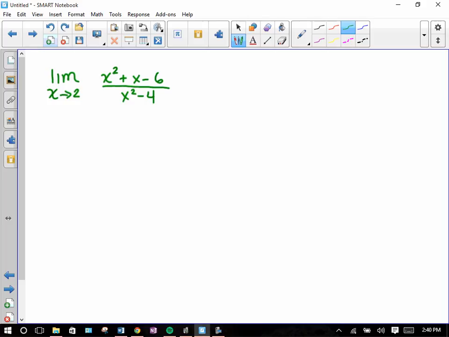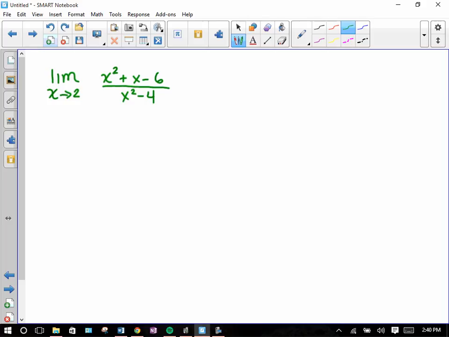So, what we do here is first plug in 2. If I plug in 2 here, I'm going to get 4 plus 2 is 6, minus 6, that's 0. 2 squared minus 4 is 0. So I'm going to get 0 divided by 0, which is undefined.